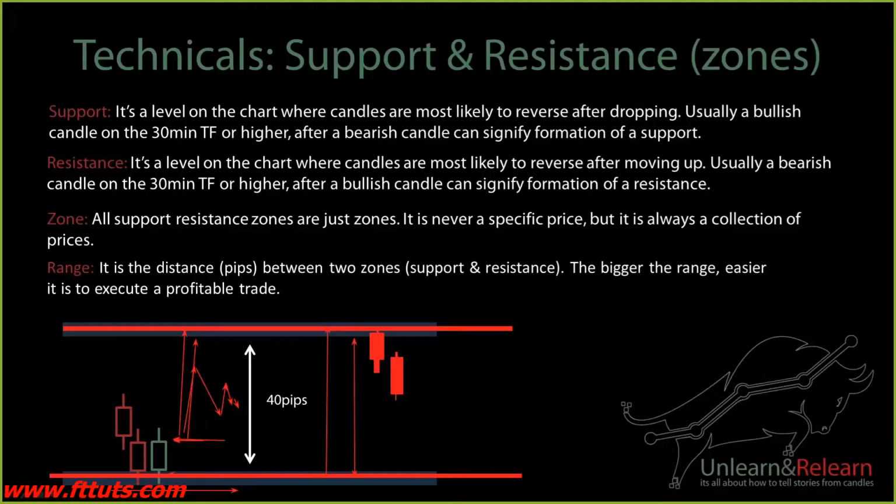Resistances are more likely to get broken in an uptrend than in a downtrend. Supports are most likely to get broken in a downtrend. Yes, that's correct. A 40 pip range can easily give you a 10 pip move. Yes, that's also very correct. Okay, perfect.